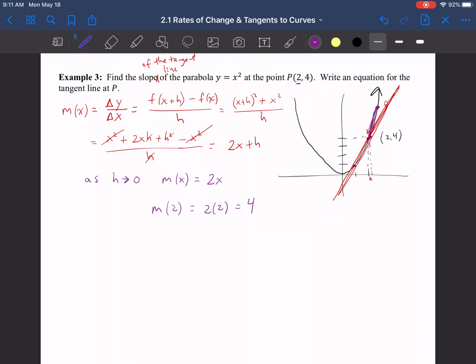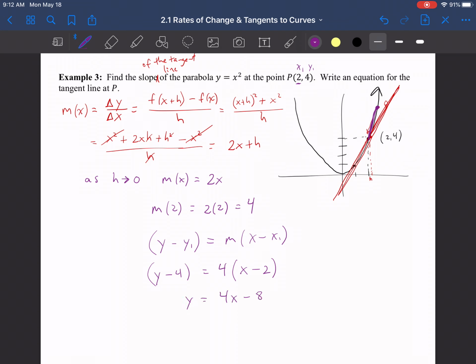And then they ask us to write an equation for it. Well, to do that, what we need to do is basically just say y minus y1 equals m times x minus x1, just like that. And we know it goes through the point (2, 4), so this would be x1, this would be y1. So this would be y minus 4 equals, our slope there is 4, so we'll put a 4, and then x minus 2. And if we start rearranging this a little bit, we'll get y equals 4x minus 8.